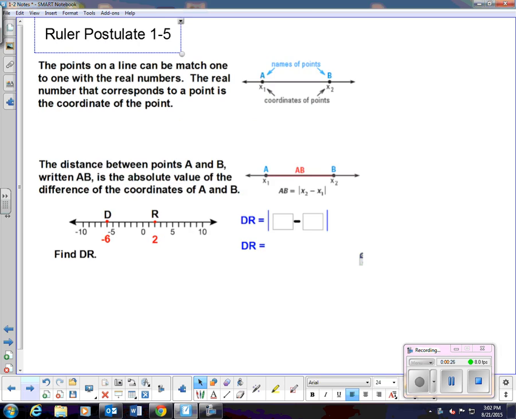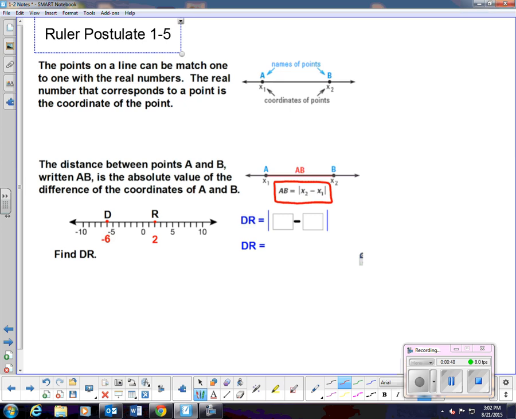And so our first thing we have today is our Ruler Postulate, Postulate 1-5. We learned 4 postulates in the previous lesson. This one says that if you have points on a number line, you can give them coordinates like x1 and x2, and that once they have their coordinates, you can find the distance between them by doing the absolute value of the difference. And so here's the formula right here.